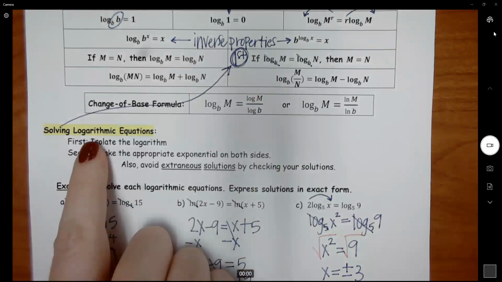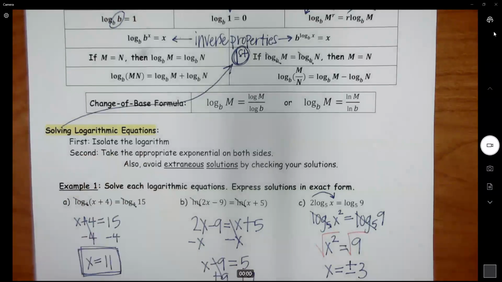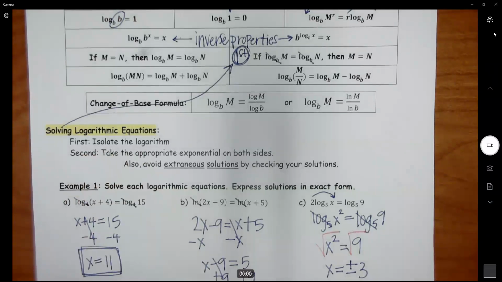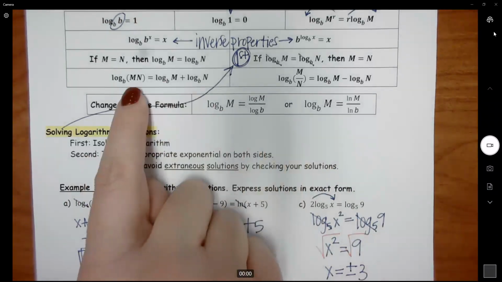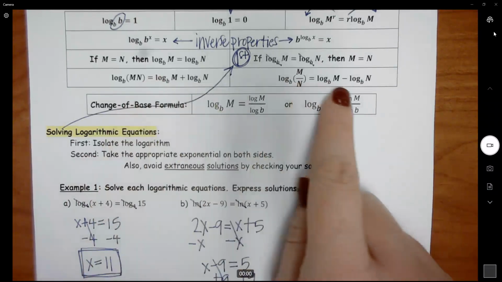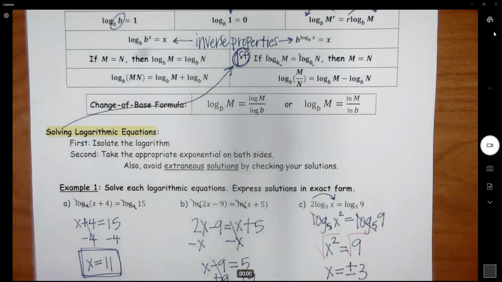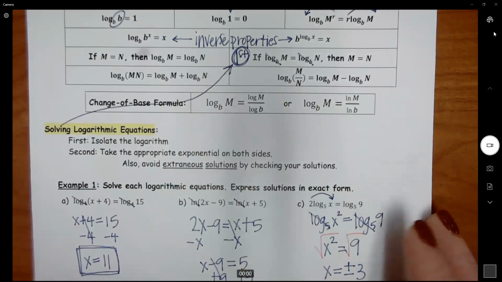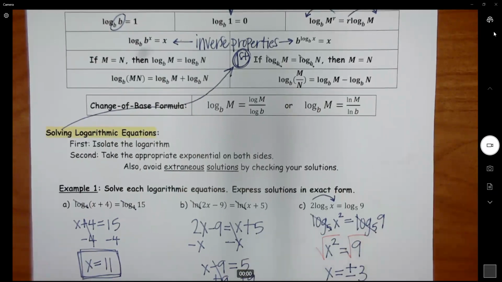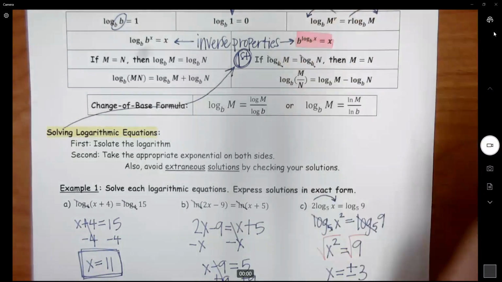And so now we're going to follow these two steps here. The first thing you want to do is isolate your logs. You want to get your log by itself on one side of the equation. Usually that's going to consist of condensing by either, when you see a plus in between, we're going to multiply, or when you see a minus in between, you're going to divide. So we need to isolate the log. And then you are going to take the appropriate exponential on both sides. So now we're going to be using this inverse property right here.